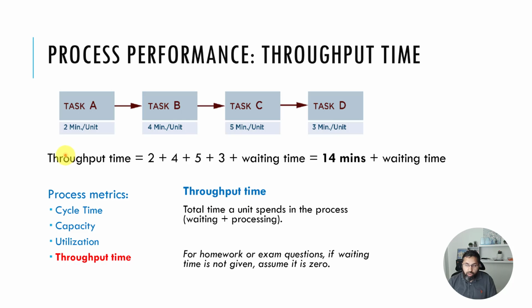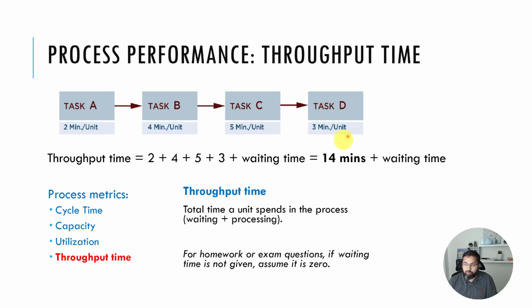So for the purposes of this course, all you do is you add up all the cycle times where the unit flows through. So it flows through task A, you add the cycle time of task A, which is 2. It flows through task B, you add the cycle time of task B, which is 4. Flows through task C, you add the cycle time. Flows through task D, you add the cycle time. So you get the lower bound on the throughput time. The throughput time can't be less than 14 minutes. It's going to be more plus waiting time, but we don't know the waiting time, so we're just going to say it's 14 minutes, the lower bound, okay?